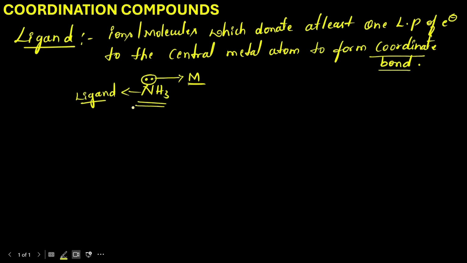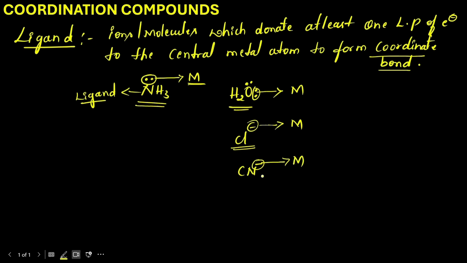For example, NH3. We will take one more example, that is H2O. Here oxygen has a lone pair of electrons, and this lone pair of electrons is donated to the metal, therefore H2O is a ligand. We will consider Cl minus. Here this negative charge indicates the presence of 2 electrons, and these electrons are donated to the metal, hence Cl minus is a ligand. Coming to CN minus, again the negative charge indicates the presence of 2 electrons, which are donated to the metal, hence CN minus is also considered a ligand.